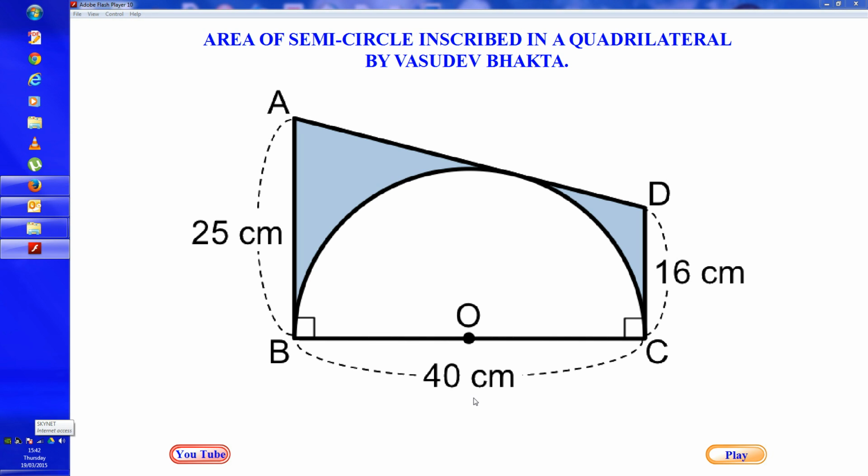Area of a semicircle inscribed in a quadrilateral. What we're going to do here is work out the area of a semicircle inscribed in this quadrilateral. We're trying to find this shaded region. So let's get a bit of visual aid as we go along.